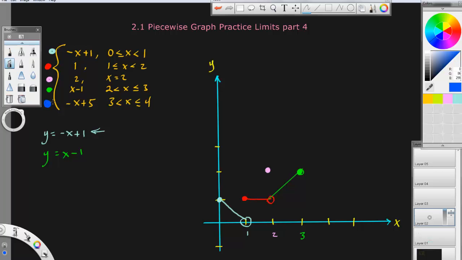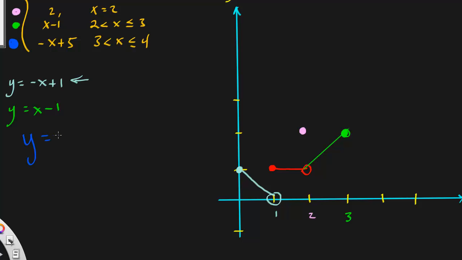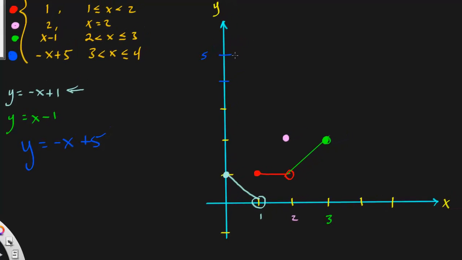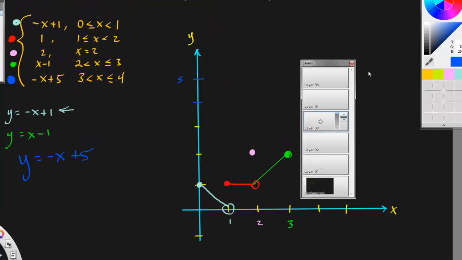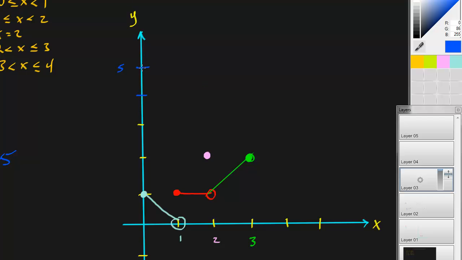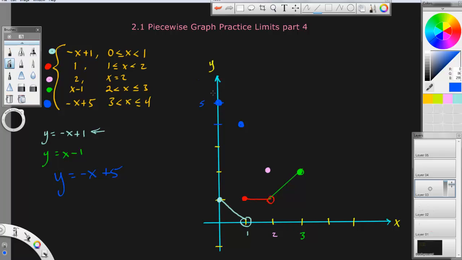Dark blue. So this one goes from 3 to 4, and it is y equals negative x plus 5. Well, here is 1, 2, 3, 4, 5. Here's 5 right there. And normally, let me get this on a new layer as well to do this thing. Normally, you would put a solid dot here. It has a negative slope, so it's going to go down 1 and over 1.